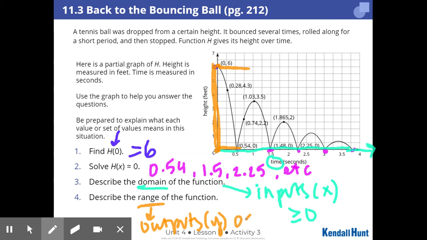So I could write that as 0 is less than or equal to y is less than or equal to 6. Or I could just say between 0 and 6 as a way to describe what the outputs are.